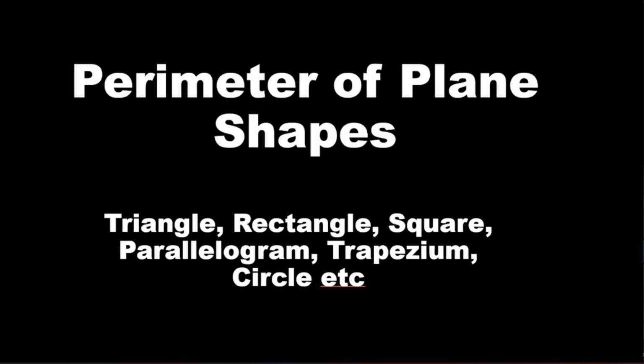In our last class we looked at properties of plane shapes, and we discussed all the plane shapes that we have. Today in this video we want to look at perimeter of plane shapes. Under this we'll be looking at perimeter of rectangles, squares, parallelograms, trapeziums, circles, and the rest.